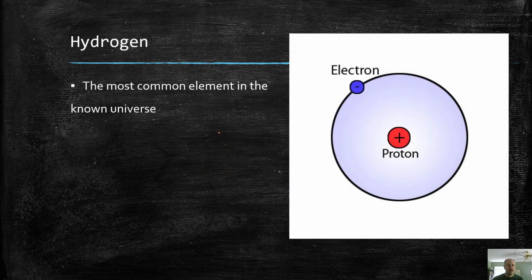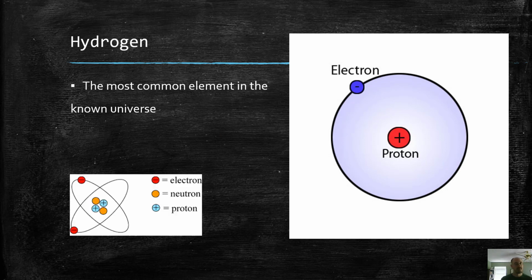Now, the most common element in the known universe is hydrogen. It's super simple. It has 1 proton and 1 electron, and that's it, right? That's all it has. This is why later on, or if you've already learned about this in class, if you remove an electron from hydrogen and you have a hydrogen ion, it's just a proton. That's all that's left. So when we talk about proton pumps in this course, we're talking about a pump that pumps a hydrogen ion, which is just a proton with no electron on it.